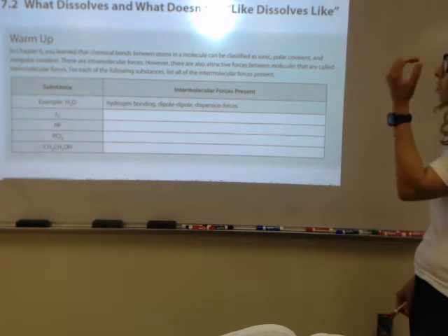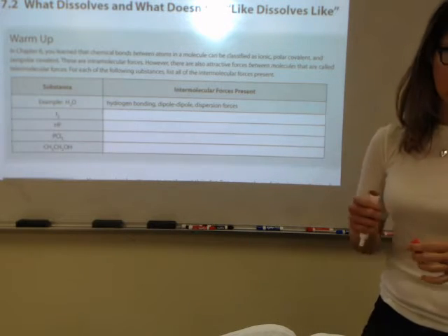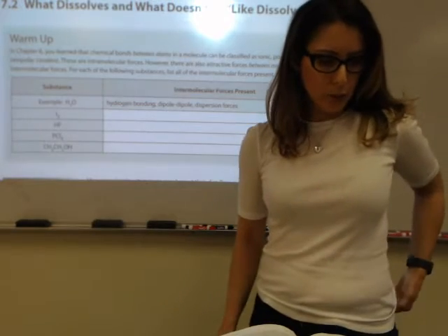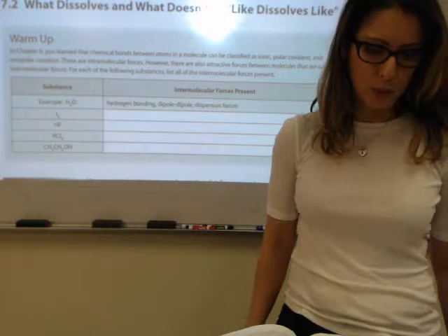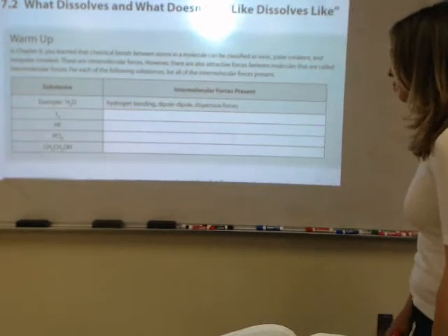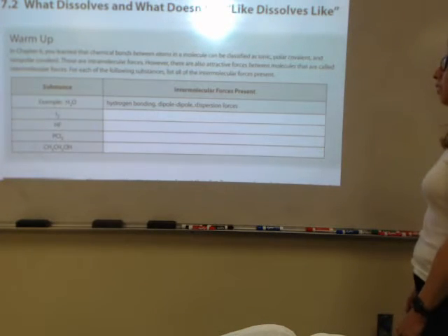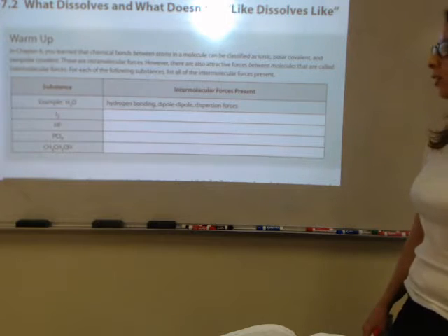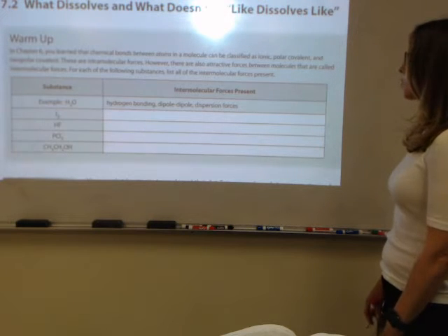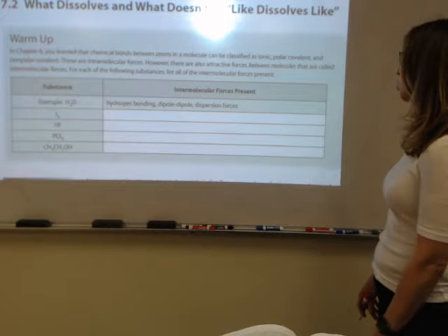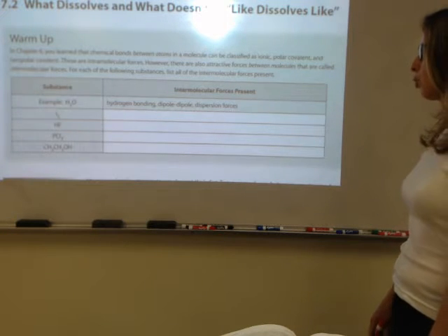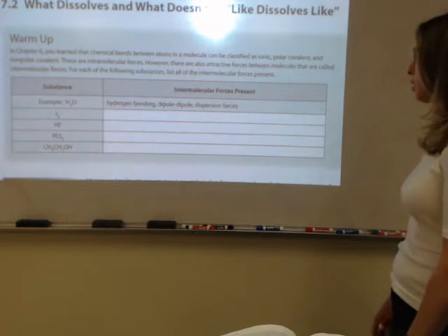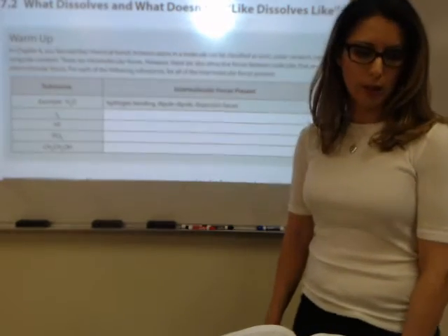All right, let's take a look at what dissolves and what doesn't. Like dissolves like. In the warm-up, it says, in Chapter 6, you learned that chemical bonds between atoms in a molecule can be classified as ionic, polar covalent, and non-polar covalent. There are also attractive forces between molecules that are called intermolecular forces. For the following substances, list all of the intermolecular forces that are present.